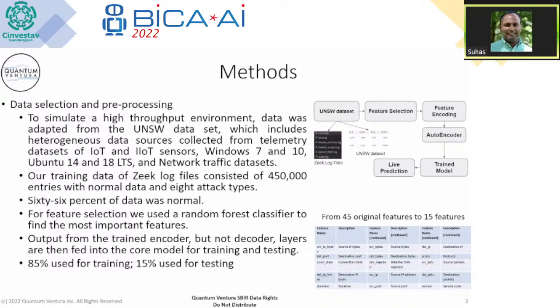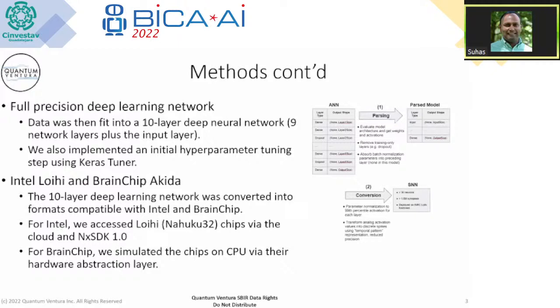And now I'll talk about the deep learning network that sits on top of the feature extraction methods. So we used a 10-layer deep neural network, 9 layers plus the 1 input layer. And we did some initial hyperparameter tuning using Keras Tuner. And that gave pretty good results, but we also wanted to explore the edge computing ability of using neuromorphic computers.